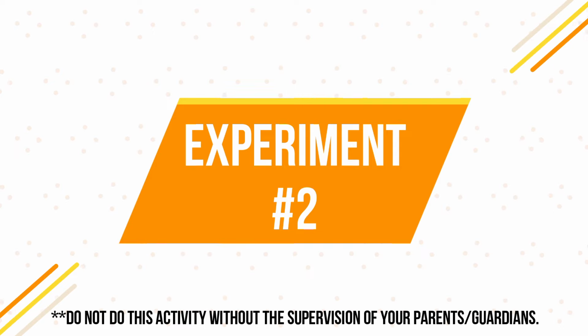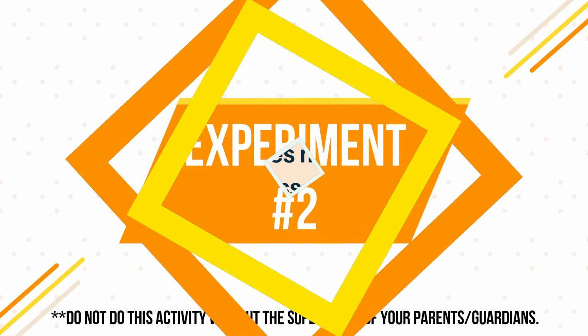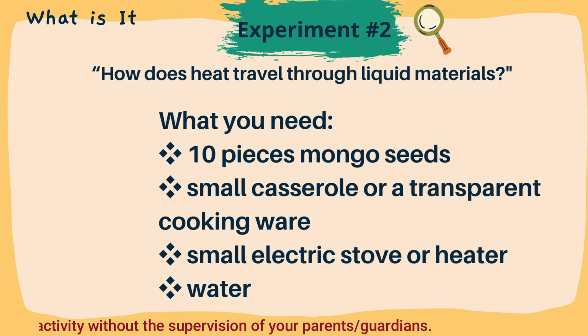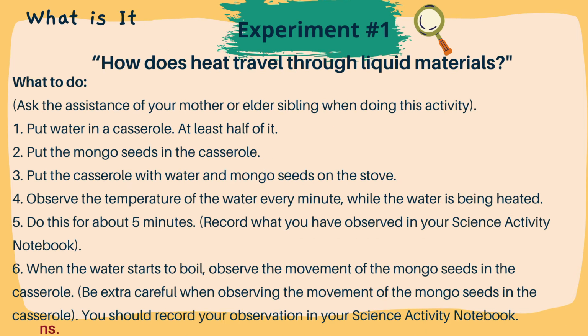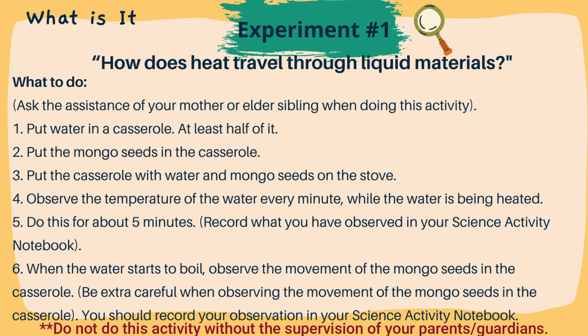Now, let's proceed to experiment number 2. How does heat travel through liquid materials? For this experiment, you will need the following: 10 pieces of mango seeds, a small casserole or a transparent cookware, a small electric stove or heater, and water. Here's what you need to do. Ask the assistance of your mother or elder sibling when doing this experiment.